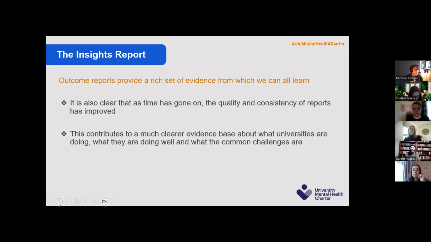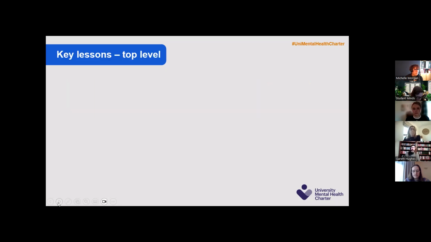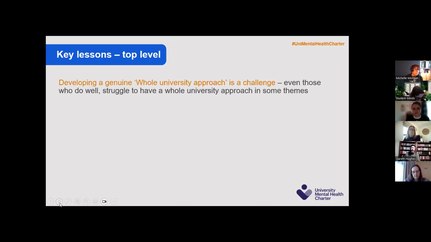As that gets better, as it gets more consistent, as it gets clearer, it's also much easier for us to analyze and to draw out those lessons. And so we get a much clearer evidence base about what's happening in universities and what the common challenges are that people are facing. So our key lessons at that top level, what is it that you were finding? What is it that you were drawing out?